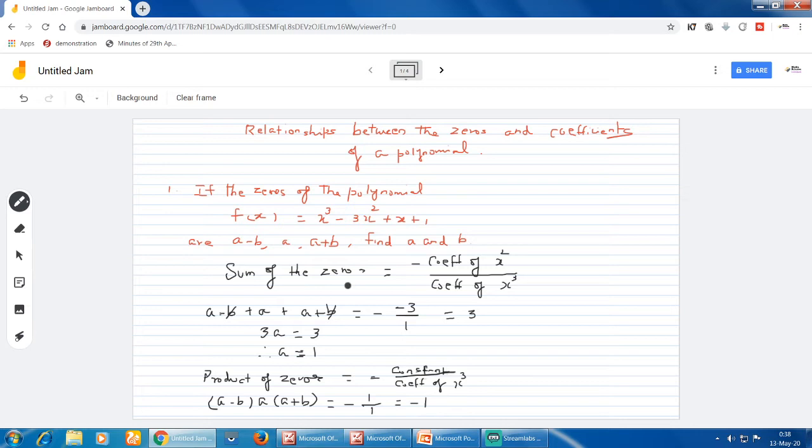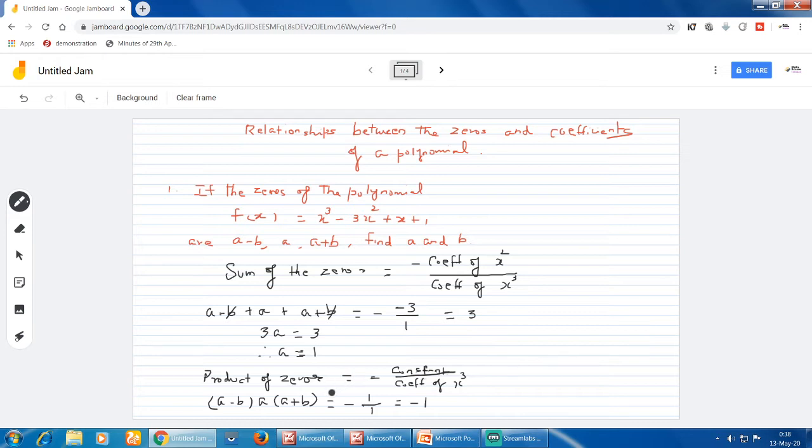So first we are finding the sum of zeros. You know the formula: it is minus the coefficient of s square by the coefficient of s cube. Just add everything they have given for the zeros, and also substitute the coefficient of s cube, which you get as 3. So finally you get 3a equal to 3, a equal to 1.